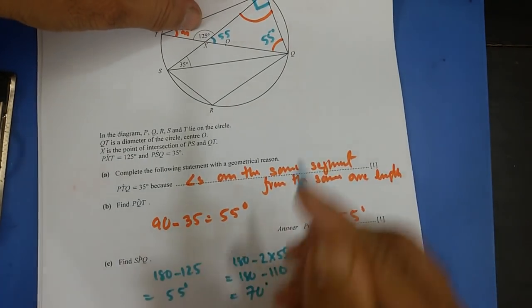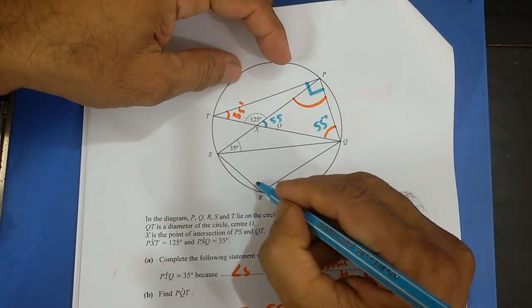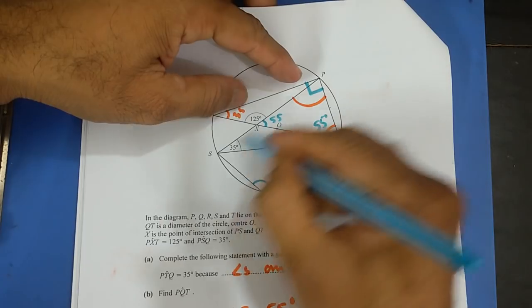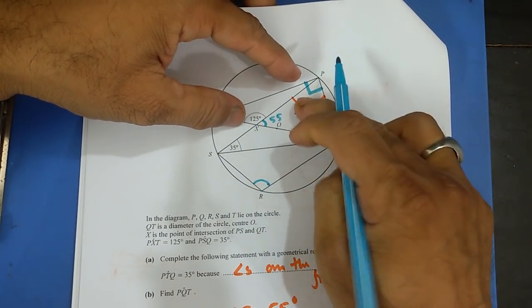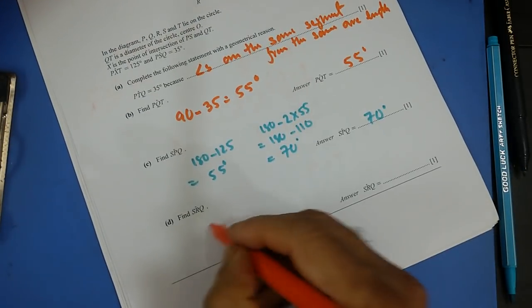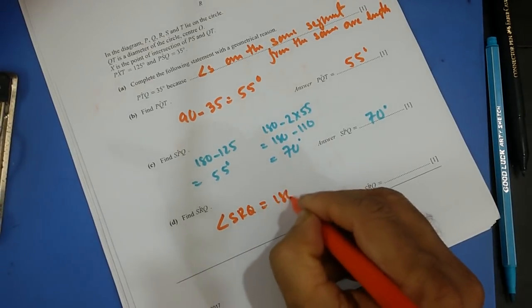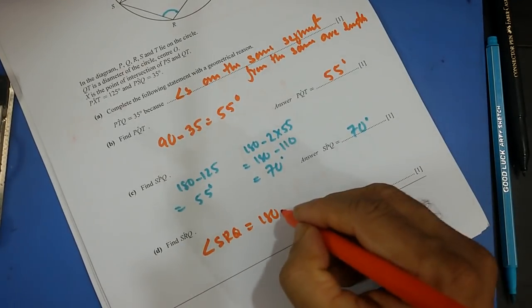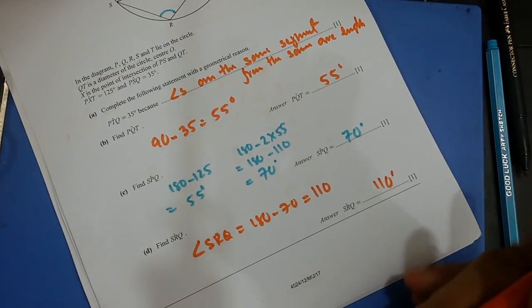Okay, so this one is done. And then SRQ, this one. Now this is a cyclic quadrilateral and this is 70. So this angle and this angle have to be supplementary. So you can write down angle SRQ equal to 180 minus 70. That's going to be 110. So that's 110 degrees.